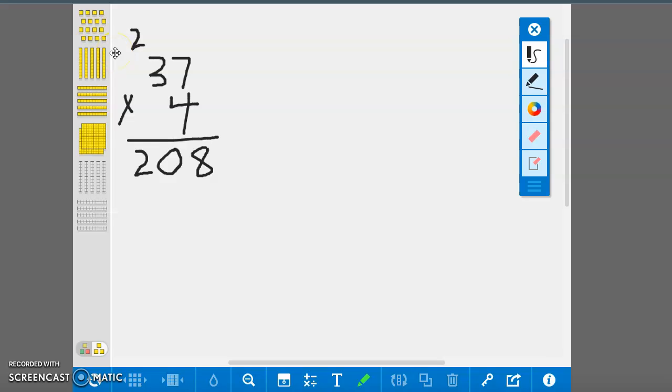So what I'm going to do is give these numbers context. For our problem, we're going to imagine there was a parade. At the parade, there are 37 clowns. Each clown carried 4 balloons. We want to find how many balloons there were all together. So here there's 37 clowns, so 37 sets of 4 balloons, since each clown is carrying 4 balloons.